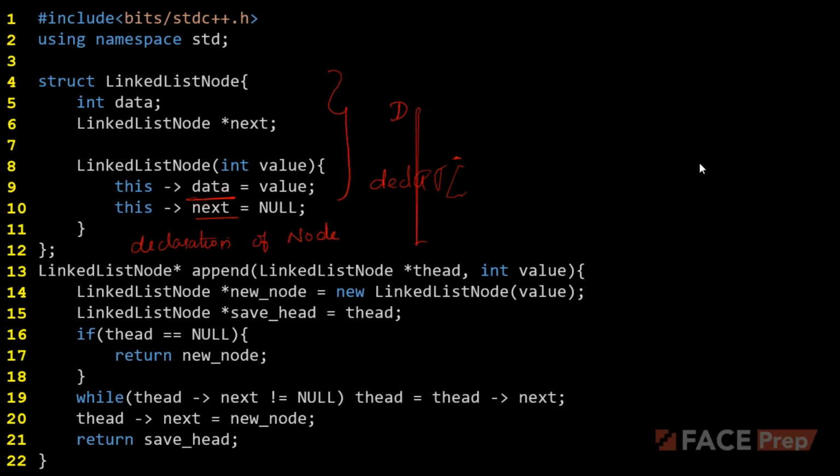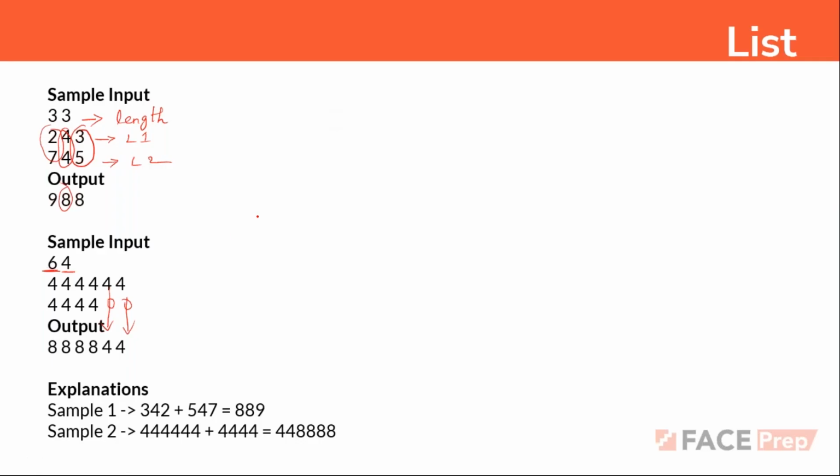Appending in the sense I can keep on adding. Each value I'll take and I'll add it. But before this, let me tell you how a linked list will be. See, a linked list will be like this. Okay. So this is a node and each node will have two fields. One is the data part and the other one is the address part.